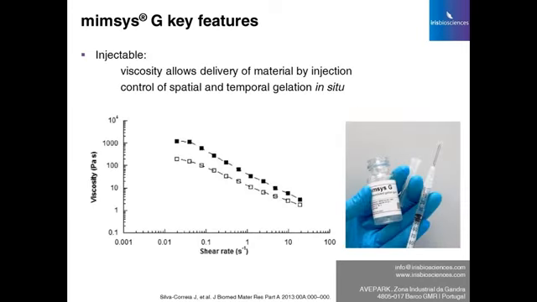Another feature of mimsys G is the fact that it is injectable. So it has such a viscosity that allows delivery of the material by injection, and you can inject either in studies in vitro or, most importantly, in vivo situations. And therefore you can control either the spatial and the temporal gelation of mimsys G in situ. And this is a quite interesting feature.